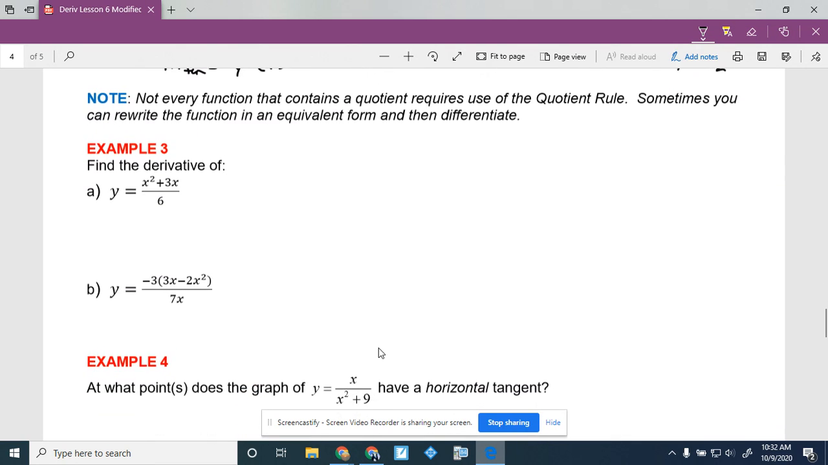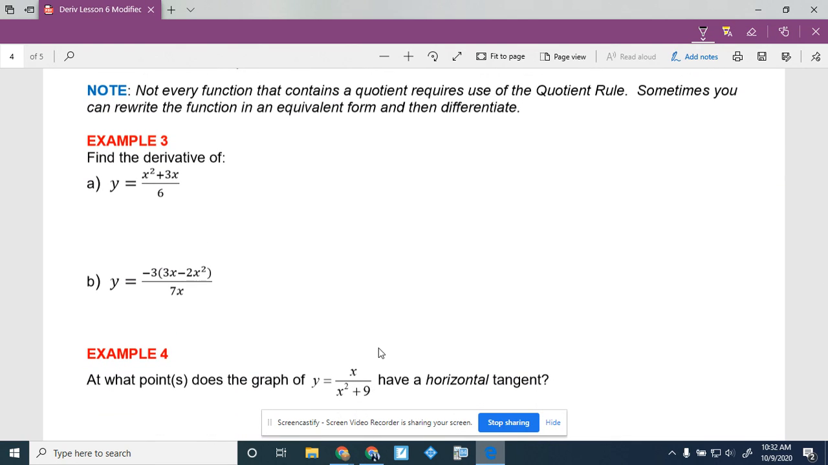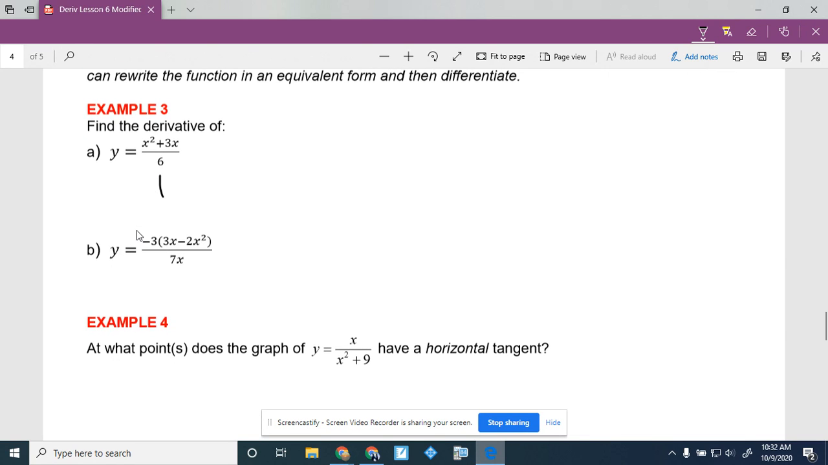So what's this all about? This says not every function that contains a quotient requires the use of the quotient rule. Sometimes you can rewrite the function in equivalent form. All right, so for example, let's take a look at this guy right here. Would you want to use the quotient rule there? Well, I would argue that no chance you'd want to use the quotient rule there. I can rewrite this. So how do you rewrite this?